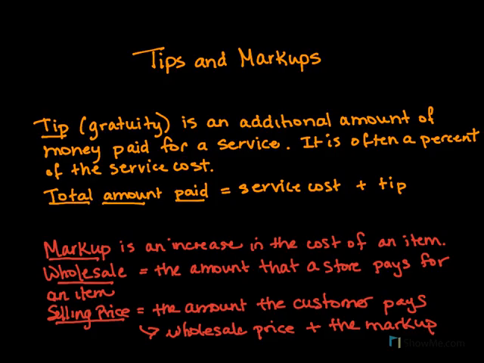A markup is an increase in the cost of an item. So when a company makes an item, there's an amount that they pay for an item, whether they make it or they get it from someplace, and that's the wholesale amount. But the selling price is going to be the amount that the customer pays. That's going to be the wholesale amount, which is what the company paid to begin with, plus a markup. And that's the way that companies can then make money.